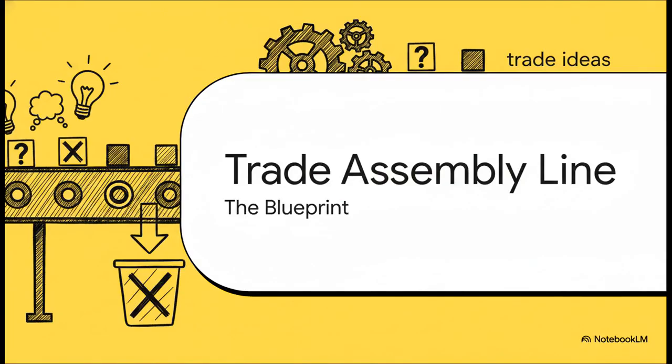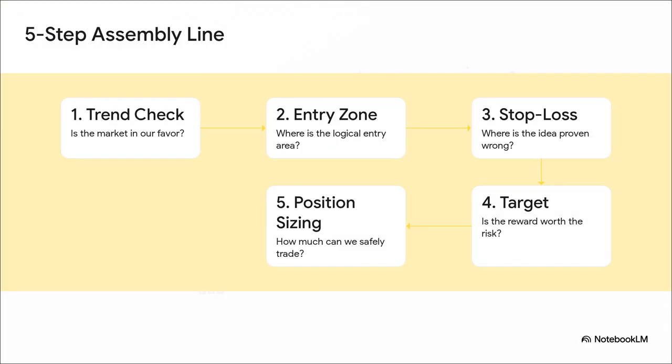So how do we actually build this blueprint? Well, I want you to think of it like a manufacturing assembly line. Every single potential trade idea has to pass a series of mandatory quality control checks. If it fails even one, just one, it gets tossed off the line immediately. And here it is. This is our 5-step assembly line. First, the trend check, then the entry zone, then stop loss, target, and finally, position sizing. And let me be clear, these are not suggestions. They are non-negotiable checkpoints that you have to complete in this exact order.